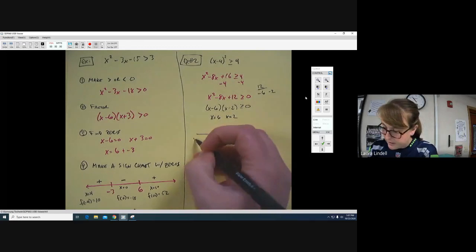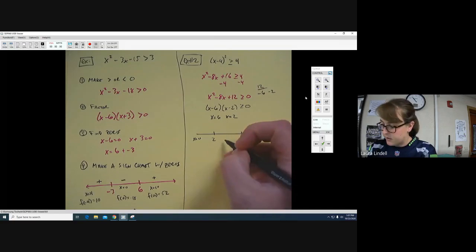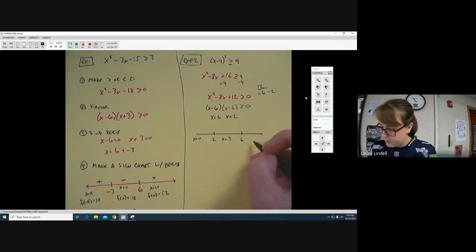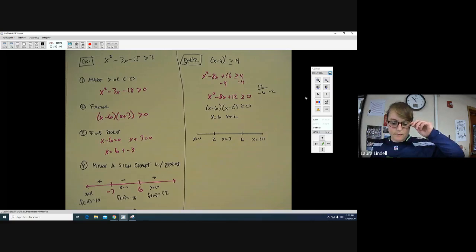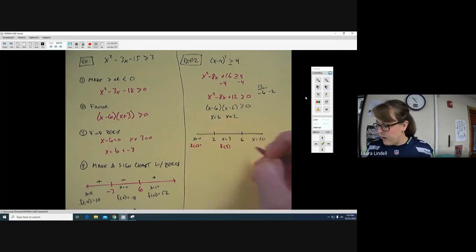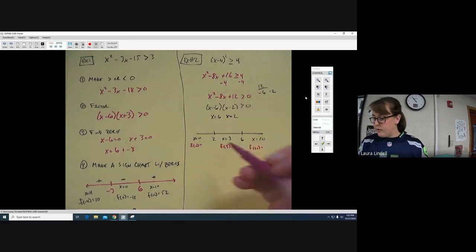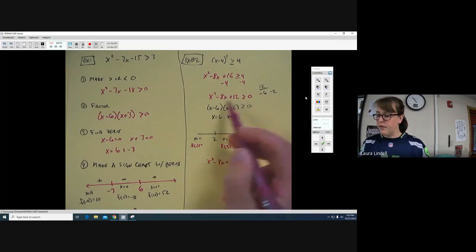So in here, I'm going to check x equals 0 because 0 is less than 2. Between 2 and 6, I'll check x equals 3. Between 6 and infinity, we'll check x equals 10. So we want to find f of 0, f of 3, and f of 10. And we're using x squared minus 8x plus 12, since that's what we found the zeros to be from.